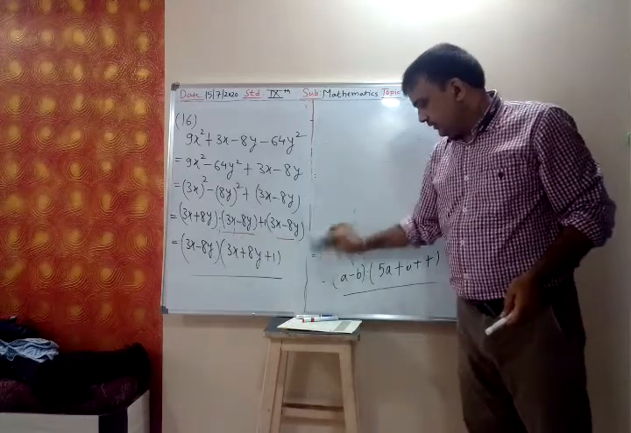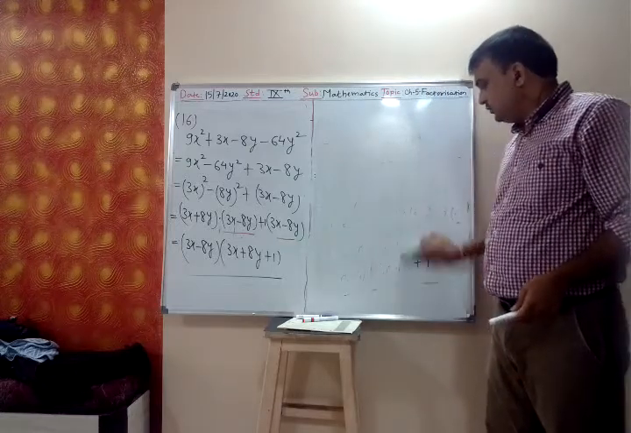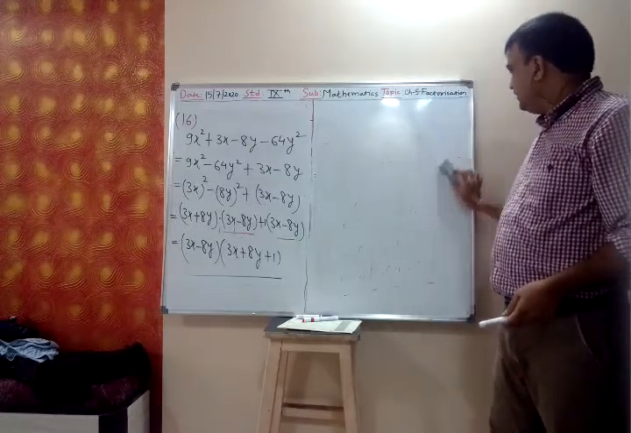Now, 17th we have already done. 2 root 3 x square plus x minus 5 root 3.